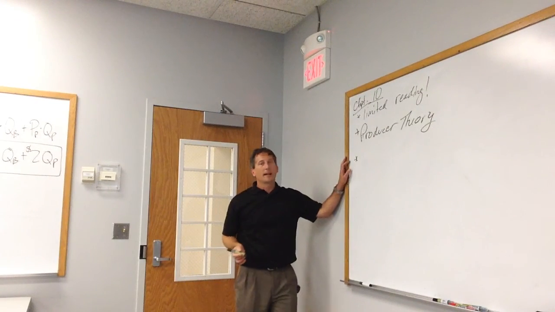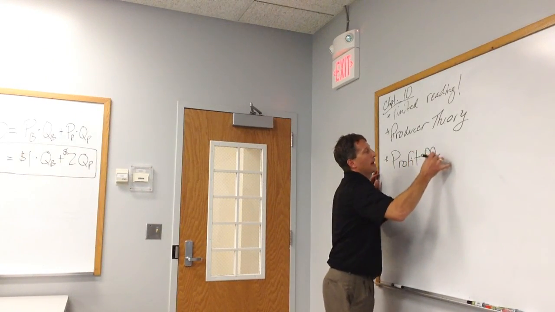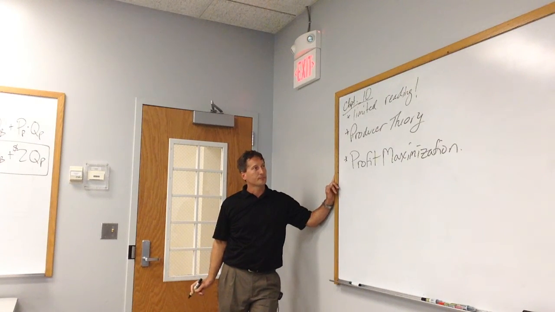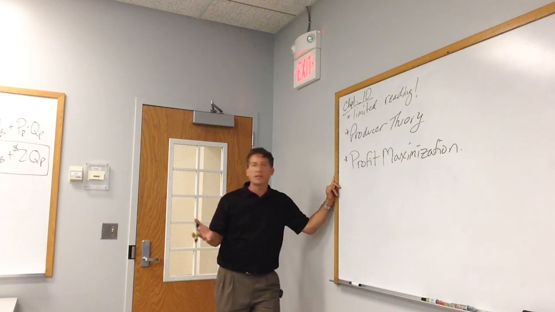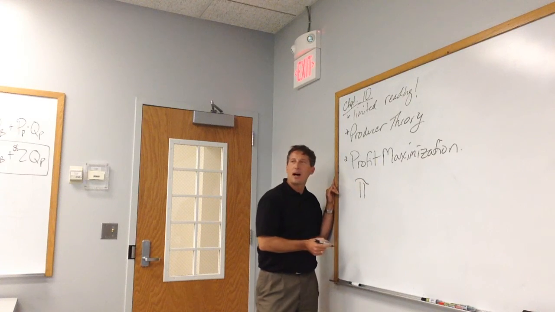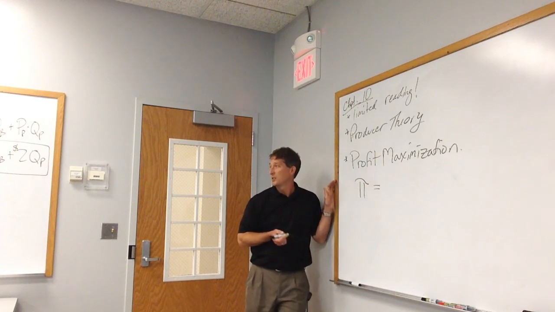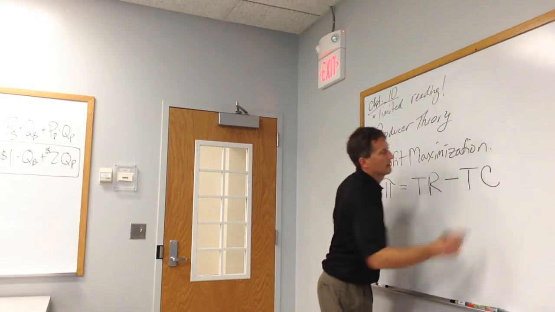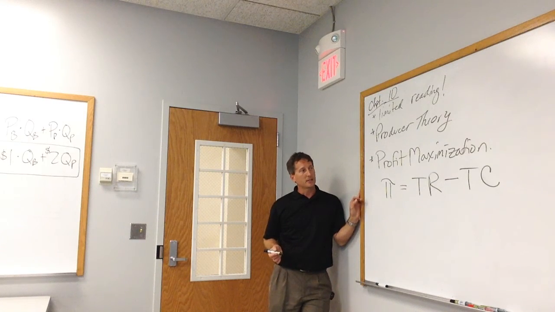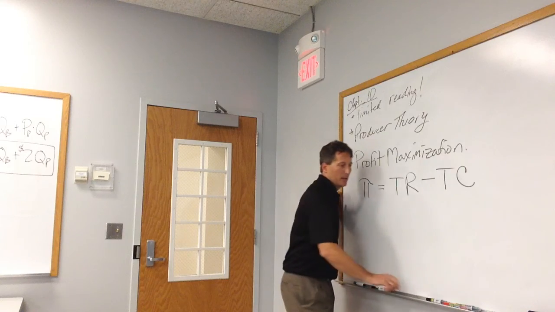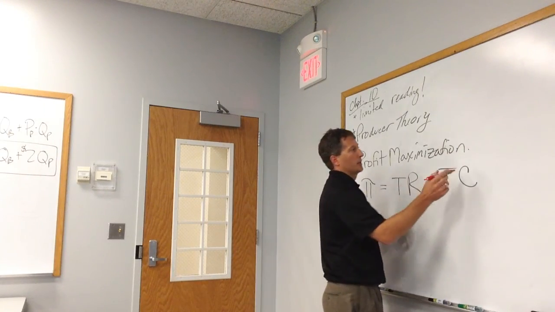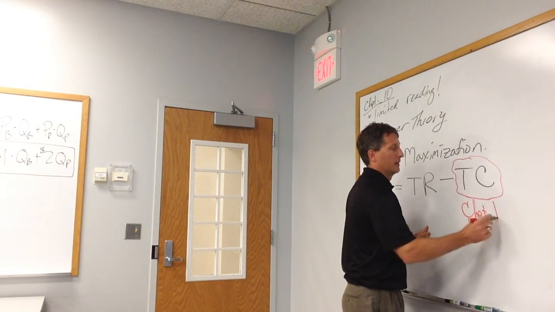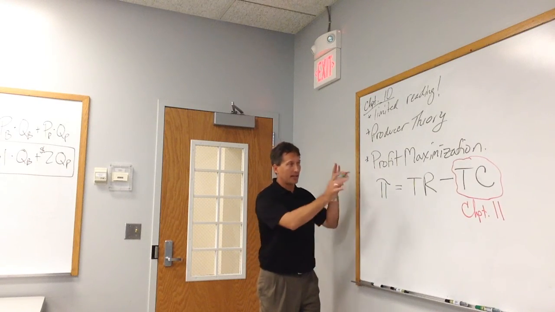And we're going to spend a lot of time on profit maximization. We've done this a few times. What's that profit equation? Profits, which I write with the little pi, is equal to total revenue, or total sales revenue, minus total cost. Total revenue minus total cost. We're going to spend a lot of time in chapter 11 looking at this side of the equation. So this is chapter 11. In chapter 10, we're just introducing the equation.